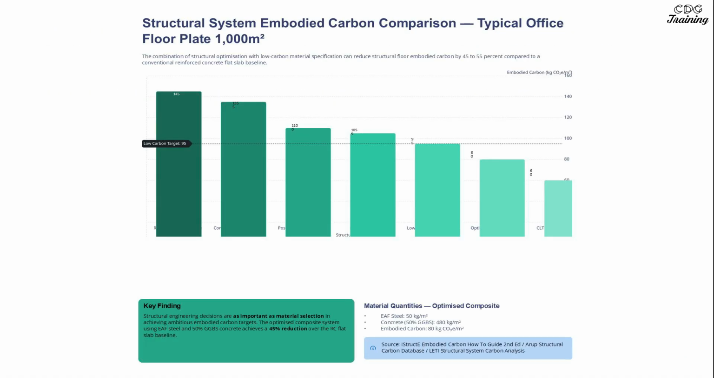This comparison highlights the impact of structural optimization on embodied carbon in office buildings. By selecting efficient materials and designs, we can achieve substantial carbon reductions, aligning construction practices with sustainability goals.